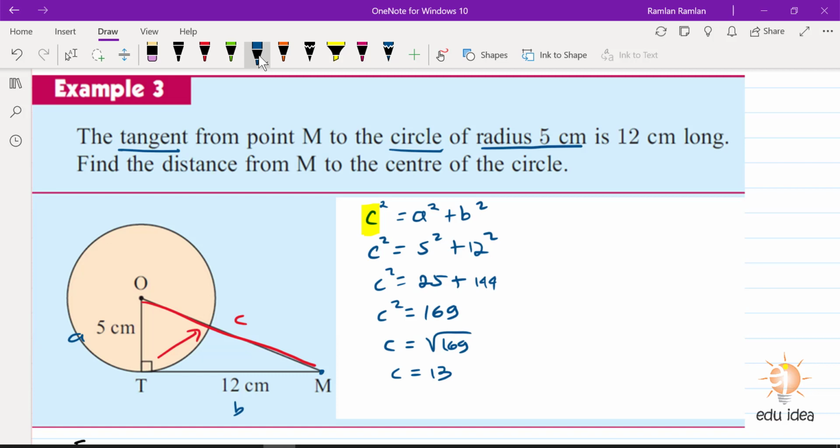So what does that mean? It means that the distance from M to the center point is 13 centimeters. And again, guys, you can use the Pythagoras formula to answer this question.